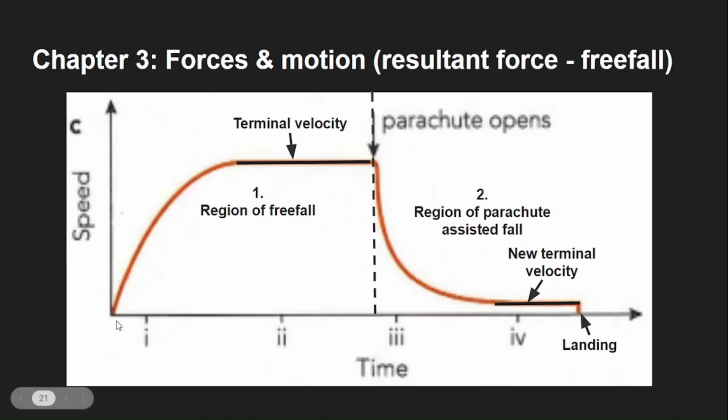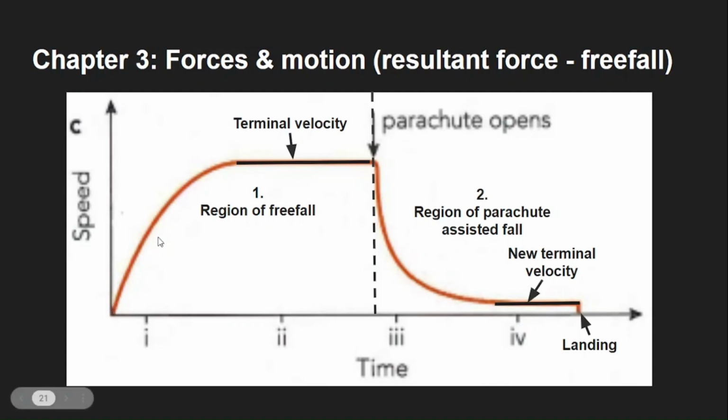So if we start off with this point here, when an object is released into the atmosphere and has nothing stopping it from falling towards the planet, it's essentially the force of gravity acting on its mass, so that's the weight, and the object is accelerating because a net force is acting on it.